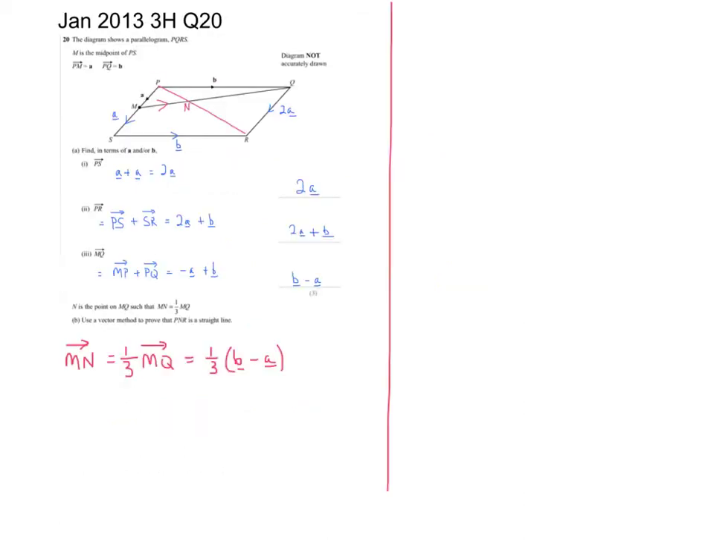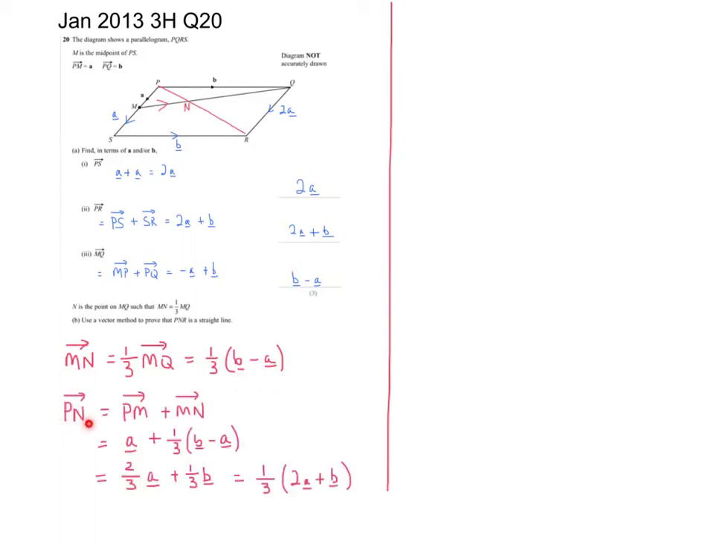So if I'm trying to get vectors PN and PR, then the first thing I'm going to do to get PN, I'm going to do PN is PM plus MN, so I need MN. And MN, we're told that the length MN is a third times the length MQ. And in fact, that means the vector as well, vector MN is a third of vector MQ. So using our result from part A, that's a third times B minus A.